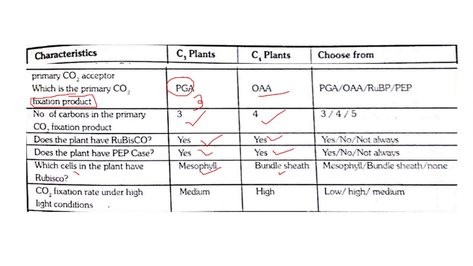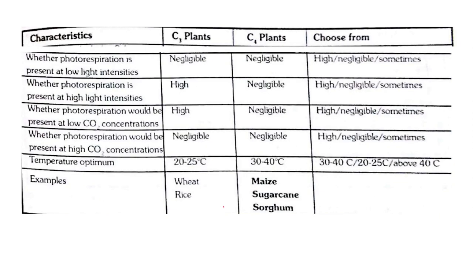Then CO2 fixation rate under high light condition. At high light, C3 plants have a medium CO2 fixation rate because the stomata close. And the C4 plants, in spite of the stomata being closed, can maintain the CO2 fixation rate. So it is very high and it is medium. Whether photorespiration is present at low light intensity? No. And C4 plants don't have any photorespiration-like processes.